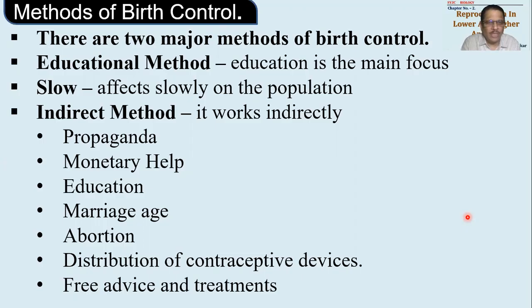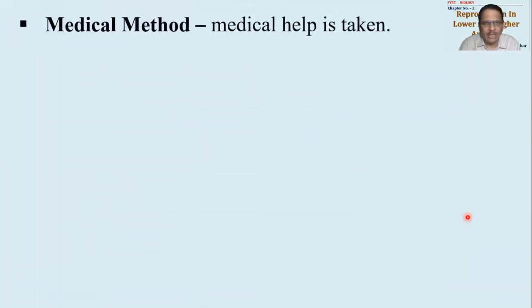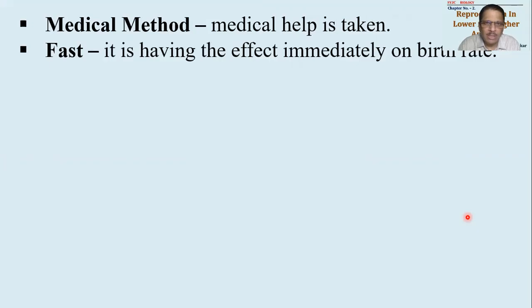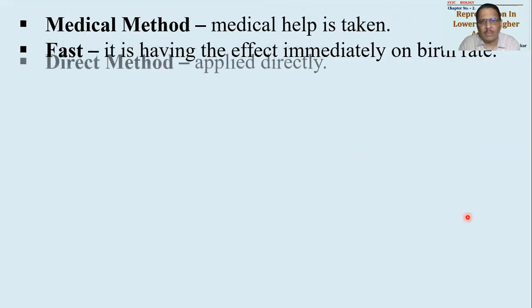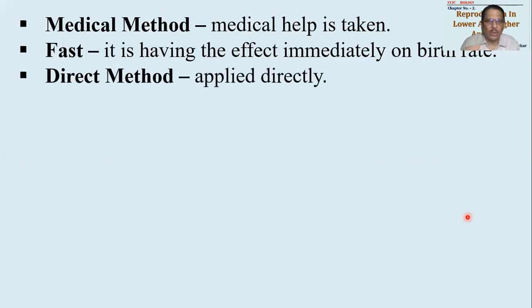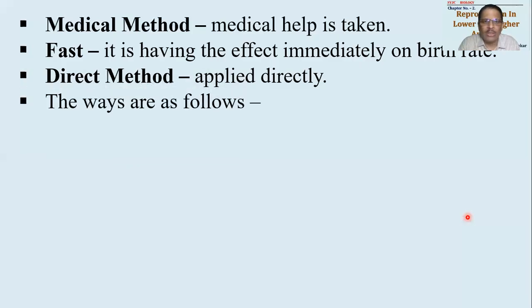So these all we can say are the methods that is called as educational method. There is another method called as medical method. Medical method क्यों? Because medical care or medical help is taken to control the baby's birth, and that's why it is called as medical method. It is a fast method because it is for married couples and they can make use of the contraceptive devices to control the baby's birth. That's why it is also called as direct method or fast method.